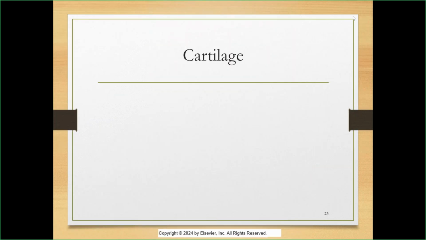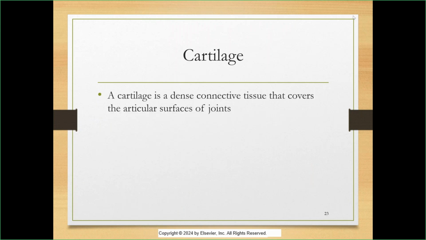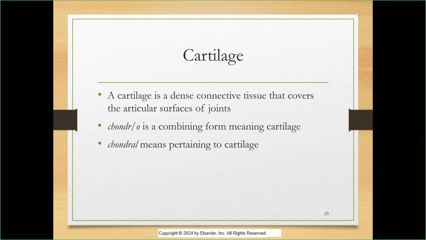Let's talk about cartilage. A cartilage is a dense connective tissue that covers the articular surfaces of joints. Chondro is a combining form, meaning cartilage. Chondral means pertaining to cartilage. Chondrectomy means excision of a cartilage.